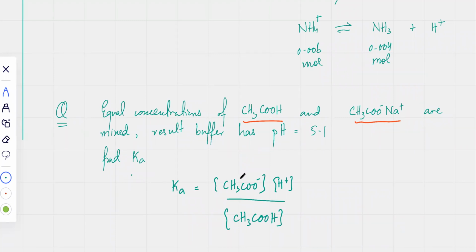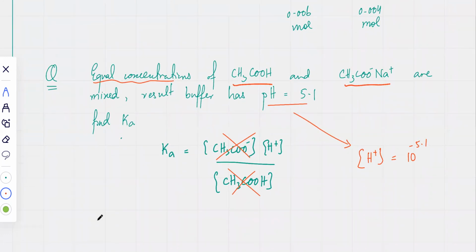How would you find K? How would you find the concentrations of the two? Are they equal? Do they cancel out? Okay, so they're equal, so they would cancel out, and K would be equal to the concentration of H+, which we can find: if the pH is 5.1, the H+ concentration would be 10 to the power minus 5.1, and your K value would be exactly the same. So just remember, you should note this down: equal concentrations are used.